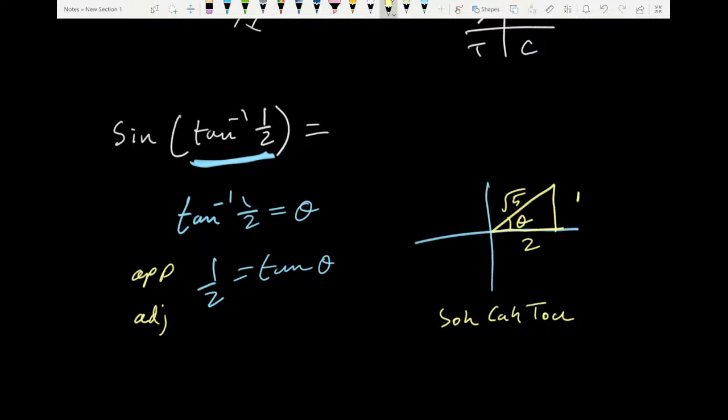So now we're going to use this triangle to answer the following question. Sine of tangent inverse of 1/2. Tangent inverse of 1/2 is theta, so I'm just substituting that. Now we're going to go back to this, and answer: what is sine of theta? Sine is opposite over hypotenuse.